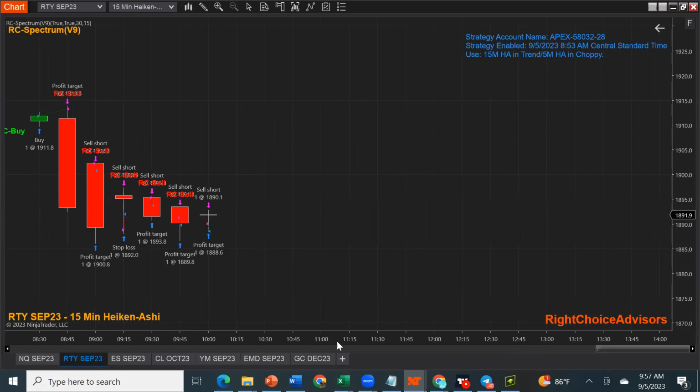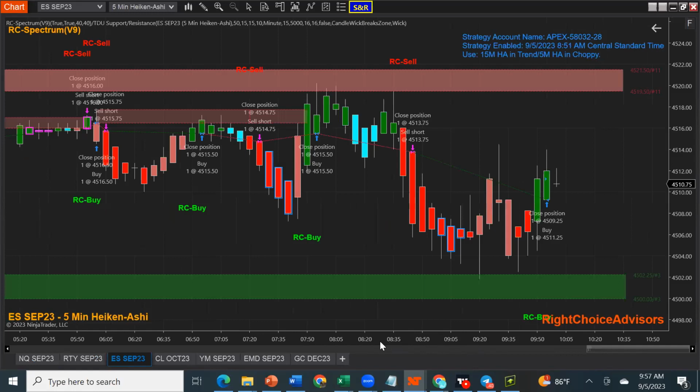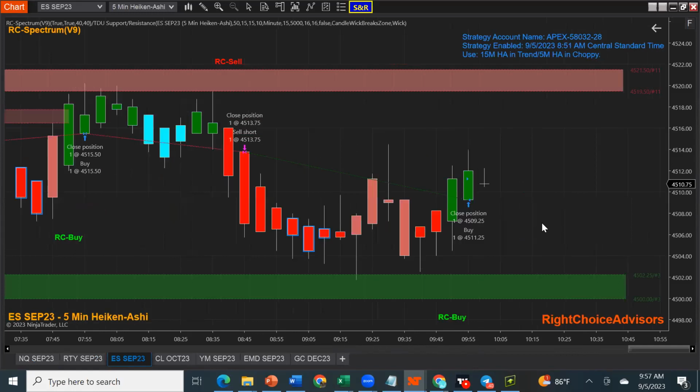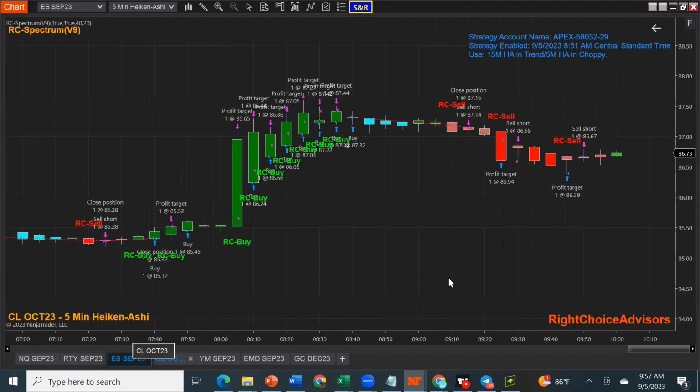If we go to ES, so yeah, ES is a little choppy. So here we sold at 45.13, and then again the position bought at 45.11. So yeah, there is not much profit with ES. So NQ is the best ticker for this Spectrum strategy, Spectrum bot. And let's go to CL.